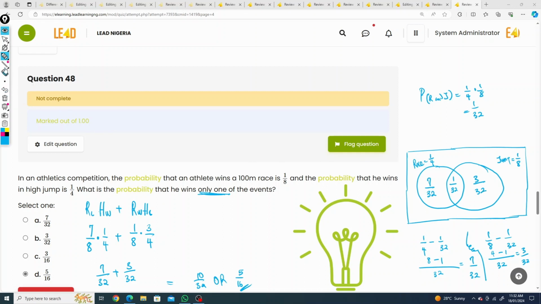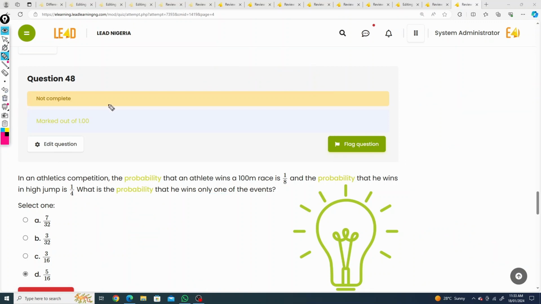So for winning one alone, it's here and here, absent the intersection. So I'm going to have 7 out of 32 plus 3 out of 32, adding those two up, which gives me 10 out of 32, better written as 5 out of 16. All right, that's option D. So either method works, and I think it's cool: for people that are very good with sets, the drawing brings it to life, and for people that are very logical, the first method also works. So that's for number 48.